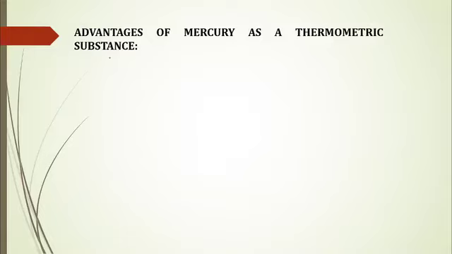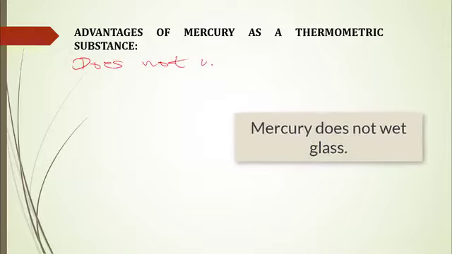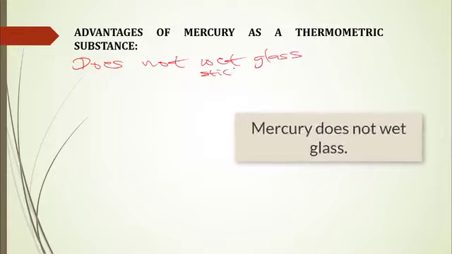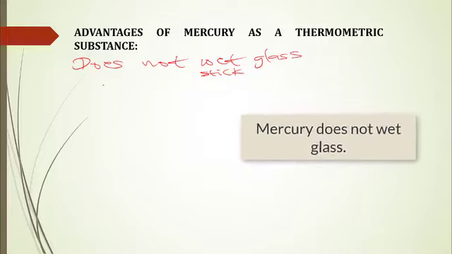Now, we want to see the advantages that mercury has as a thermometric substance. We don't use water as a thermometric substance, but we use mercury predominantly. So what are some of the advantages that mercury has? One of the advantages is that mercury does not wet glass. When we say mercury does not wet glass, we mean mercury does not stick to glass. Unlike water. Water sticks to glass, but mercury does not stick to glass.